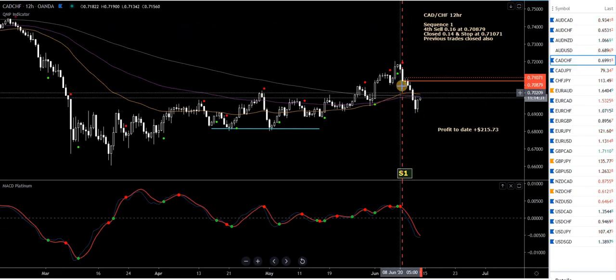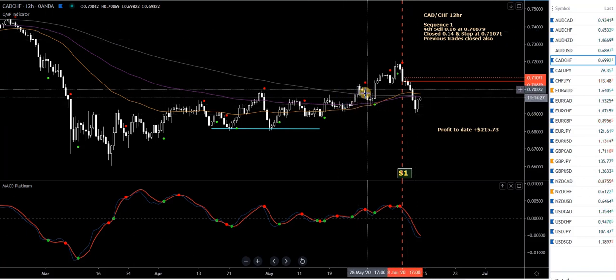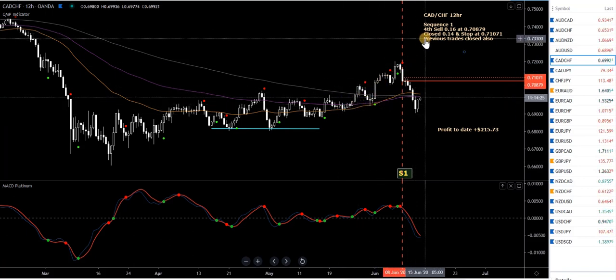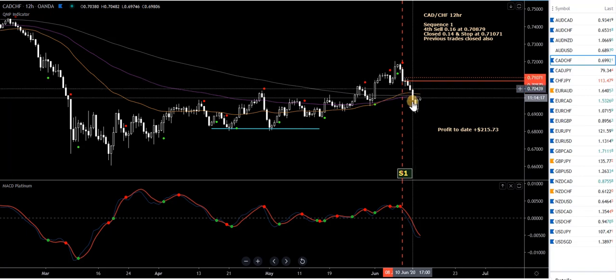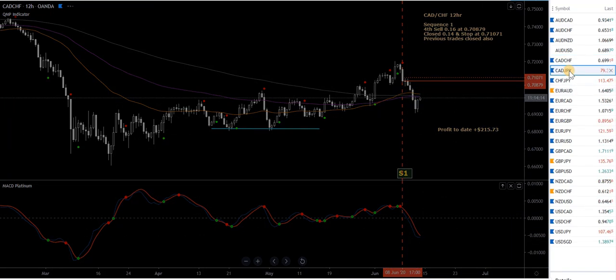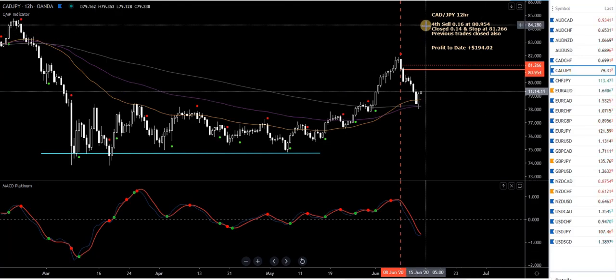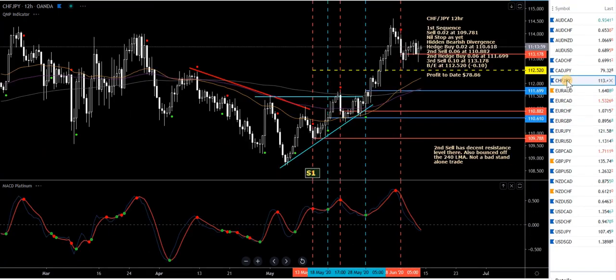CAD Swiss in a sell here. It was a big sequence of trades. Closed most of them, closed previous trades, and closed 0.14 of that forced sell trade. Got a stop in place, can't lose. MACD Platinum through the zero level, looking all right. CAD Yen, same deal, big sequence of trades, closed previous ones and closed 0.14 of that forced sell, stop in place, MACD through the zero level, looking good.